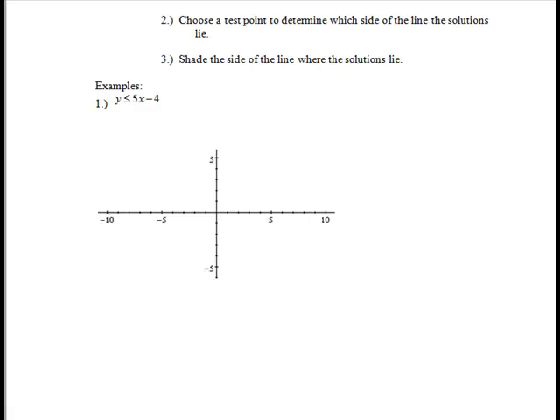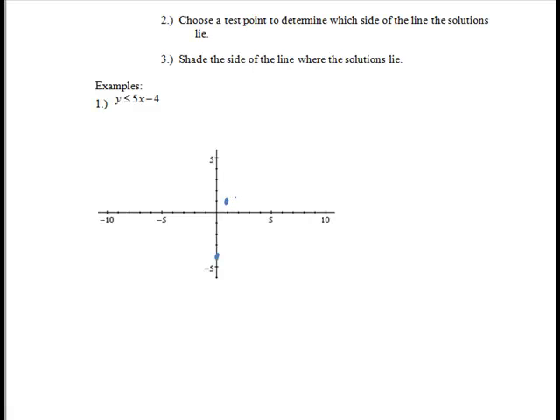So let's look at an example. Example 1, obviously a linear inequality with two variables. Even though it's an inequality, it's still in slope-intercept form, so it makes graphing it pretty easy. The y-intercept down here at -4. The slope is 5, so up 5 to the right 1.